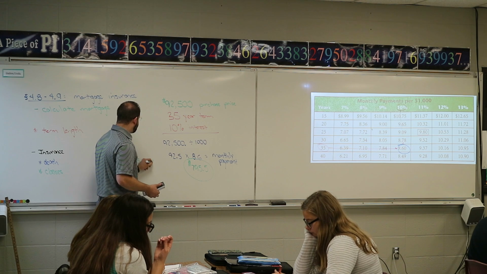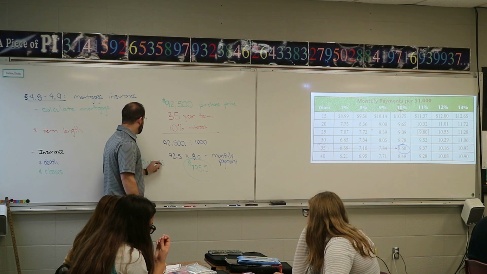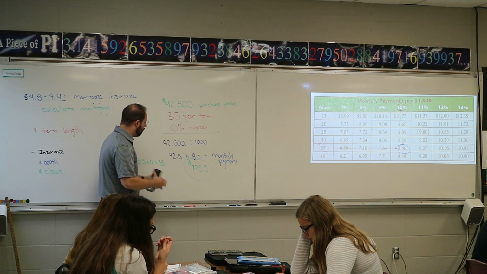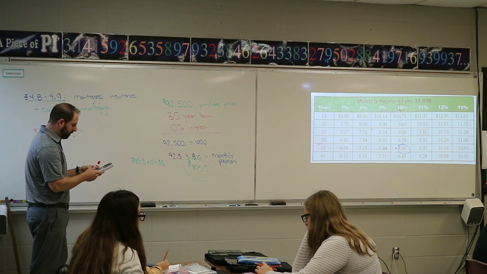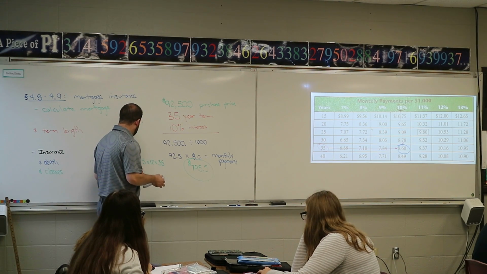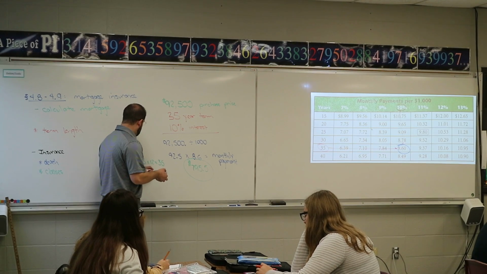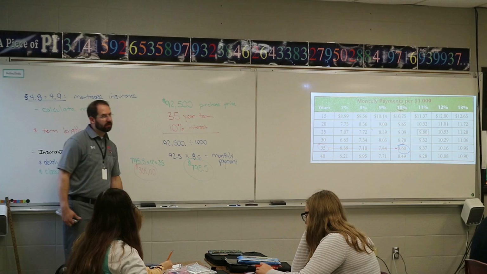Times 12, because 12 months a year, and then how many years did we go? Well, we went 35 years. So my end total, what I'm going to pay for that home, is times 12 times 35. I'm paying 334 grand for that home. That's a lot of extra money that you just paid for a loan that was supposed to be 92,000 in the first place.